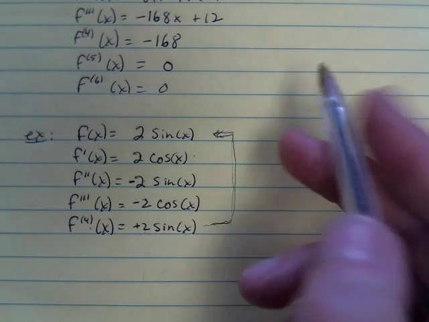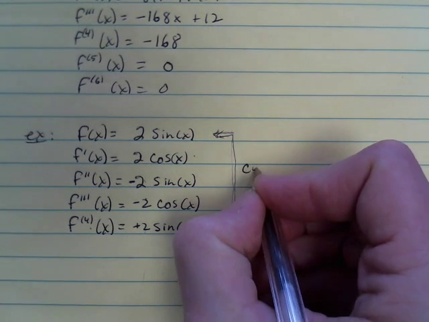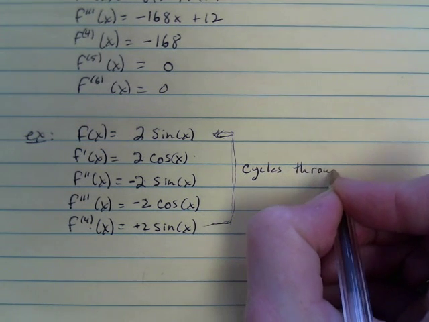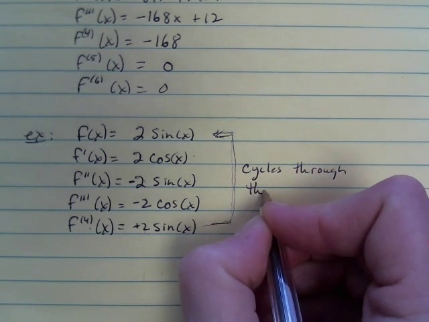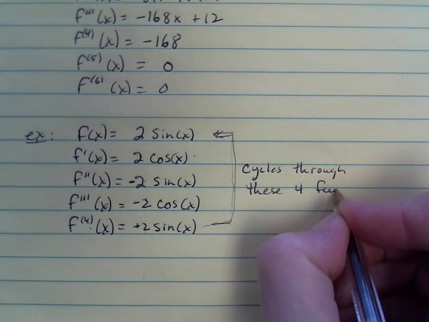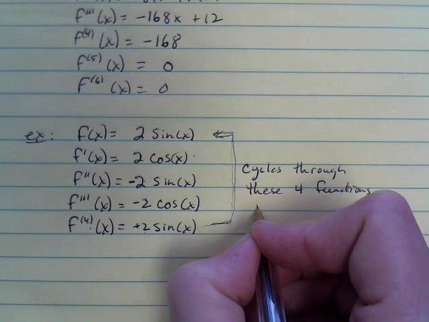So this oscillates around, or this cycles through these four values, these four functions, forever.